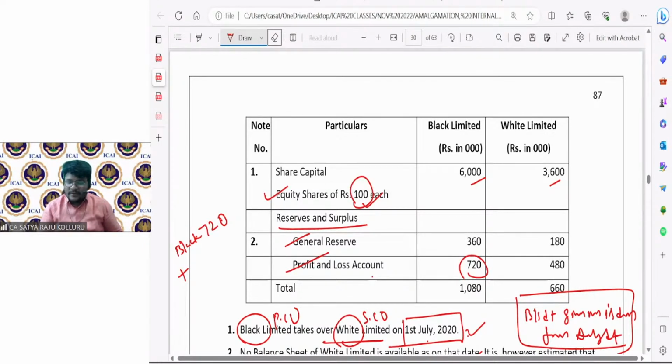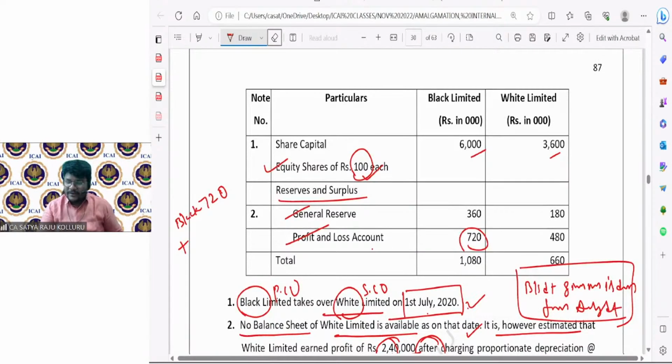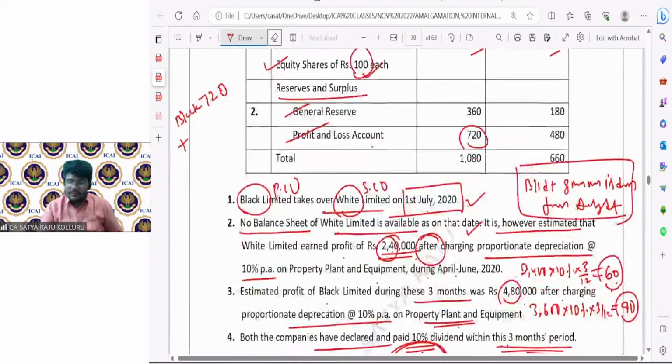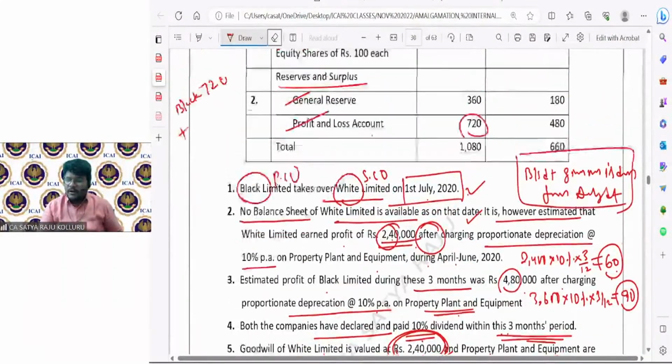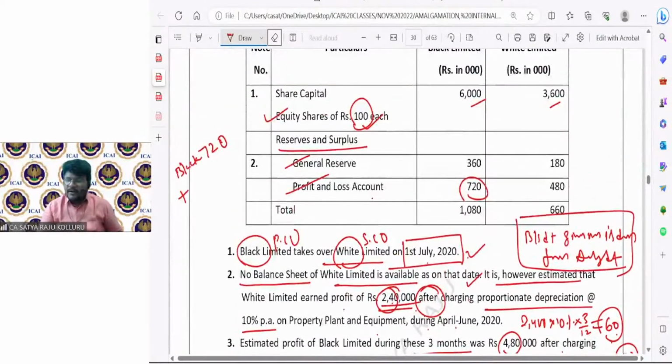Is it amalgamation in the nature of merger or amalgamation in the nature of purchase? Anything they mention? But we know definitely the items are not taken over at book value. That's why amalgamation is not amalgamation in the nature of merger. Definitely amalgamation in the nature of purchase. Then I am not eligible to consider the profit and loss account of White Limited. You can ignore that. Sir, this 720 profit is the profit as on 31st March.